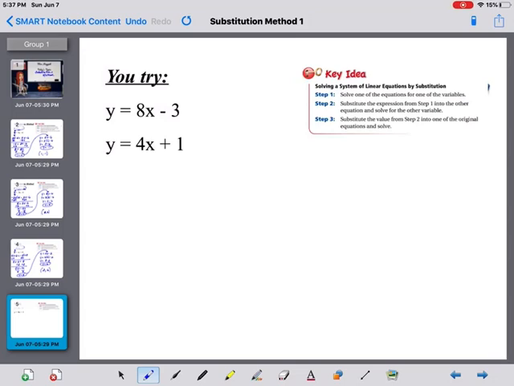Okay, why don't we take a look at this last problem? Again, I would pause the video, try this on your own, and then come back and check your work.